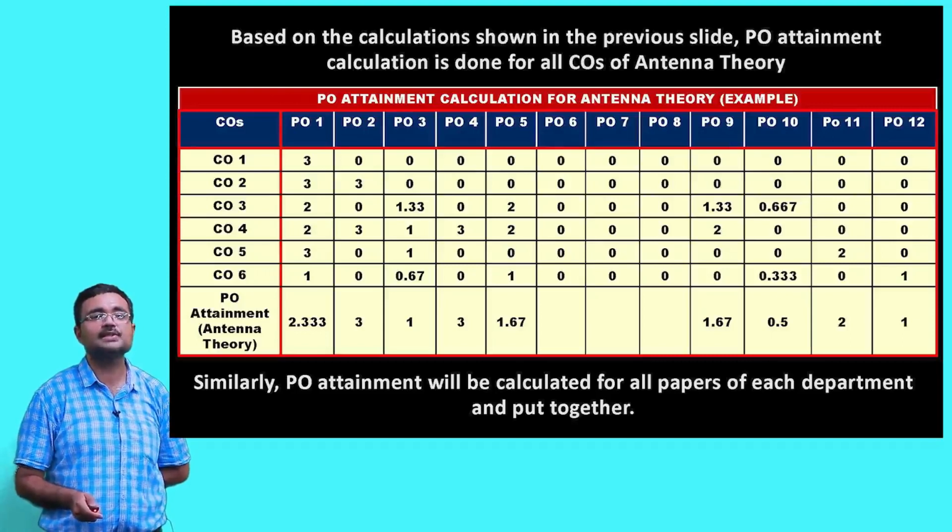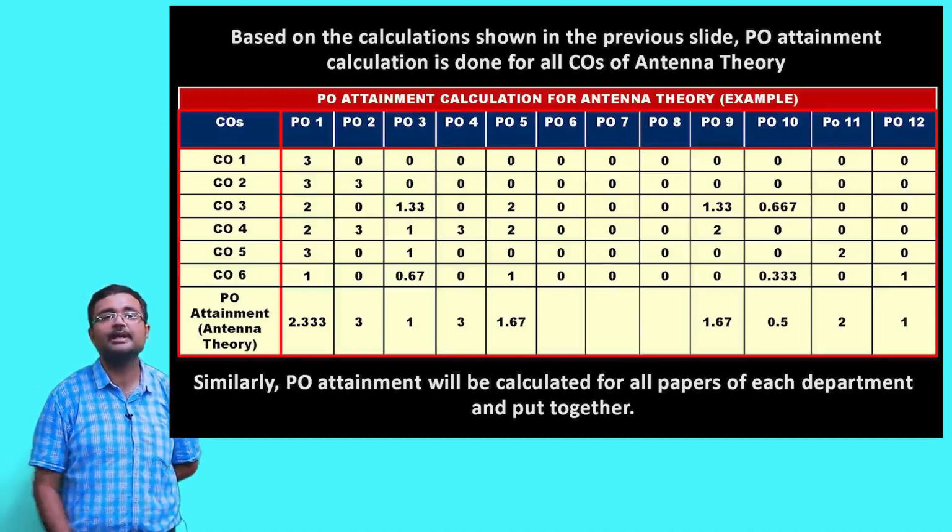The possibilities are 0, 1, 2, 3. Attainment is 2.33, good attainment. PO2, fully 3 attained. PO3, only 1 degree of attainment. PO4, 3 degrees of attainment. PO5, 1.667, not that good, like this one was not good at all, only 1 degree attained. But the attainment of the POs has been calculated. This is how the POs have been attained from antenna theory.